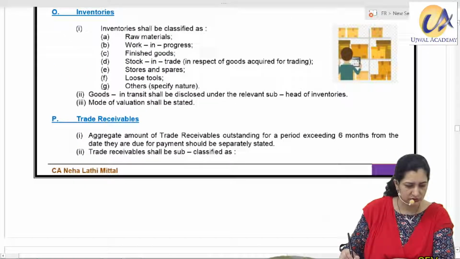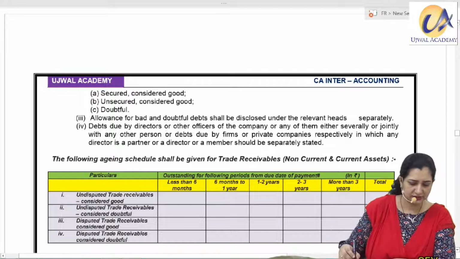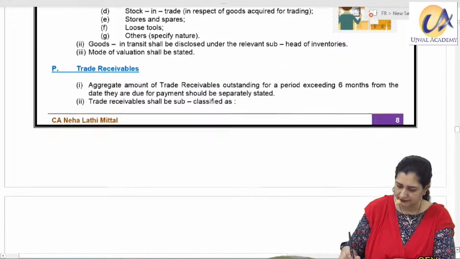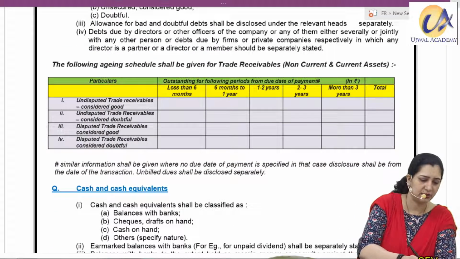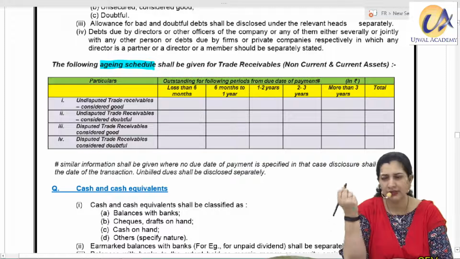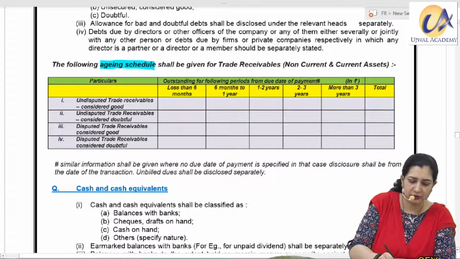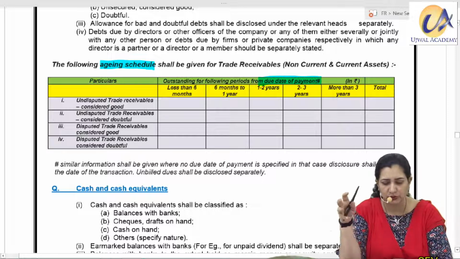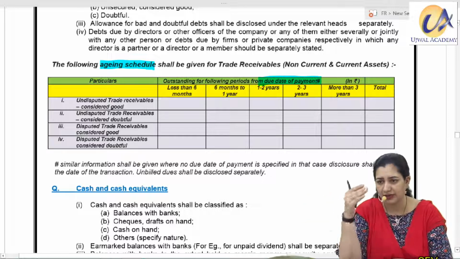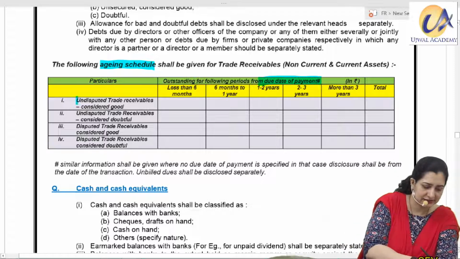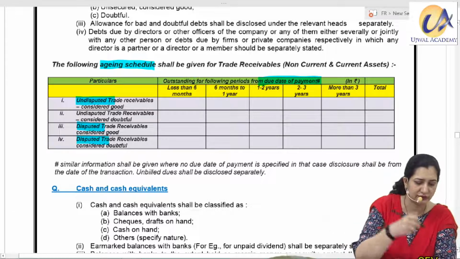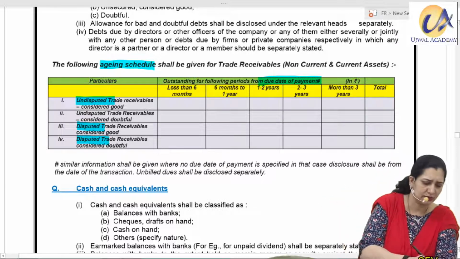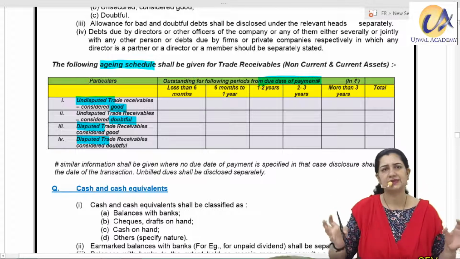Now we're going further to trade receivables. Can you see trade receivables? Yes. So trade receivables also we are giving an aging schedule again. Now again, the aging schedule we are giving from the due date of payment, how much we have not been able to collect. Less than 6 months, 6 months to 1 year, 1 to 2, 2 to 3, and more than 3 years. Again, we have to give the breakup, if there's any dispute, we will show it separately. Point number 3 and 4 is for disputed, which are considered good, which are considered doubtful, and undisputed, again considered good, considered doubtful. So we need this aging schedule.